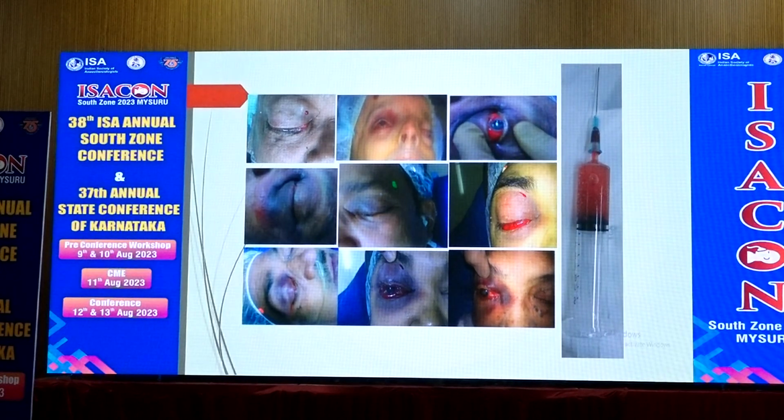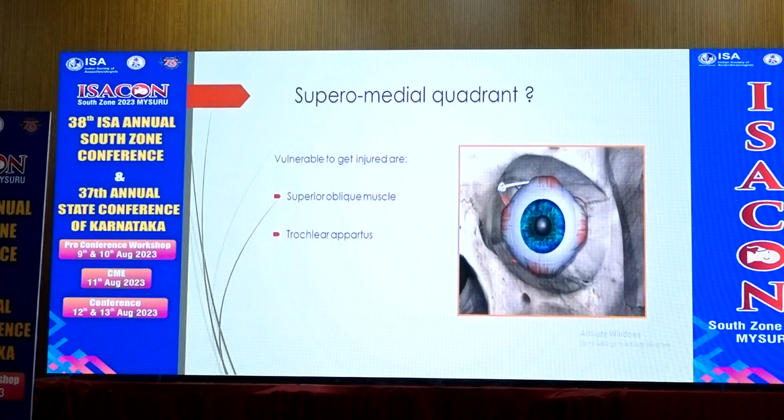And here we can see the complete aspiration of the gush of blood in the syringe. So, it is the most vascular, as well as globe damage also occurring here, and theoretically speaking there are chances of damage occurring to the superior oblique muscle and trochlear apparatus too.